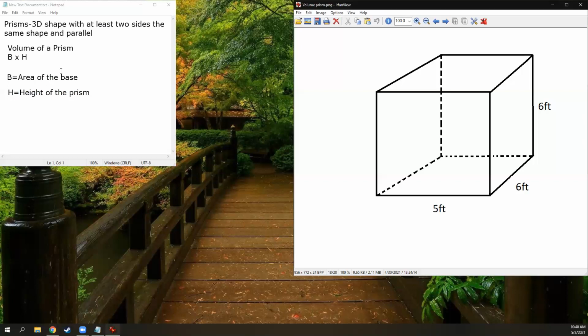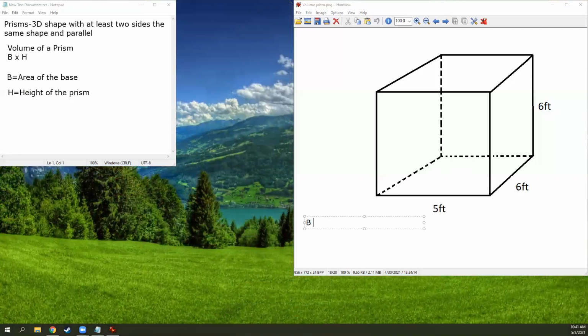Unfortunately, a lot of students mix these up and they're like, oh, base times height, 5 times 6. Well, don't do that. It's area of the base times the height of the prism. So in this case, our base is a rectangle. So area of the base times height of the prism would give us base times height times height of the prism, since the area of the rectangle is base times height. So that's how you need to look at this formula.